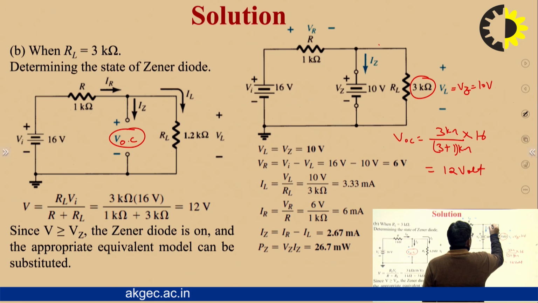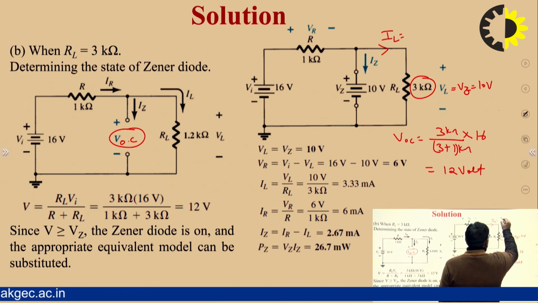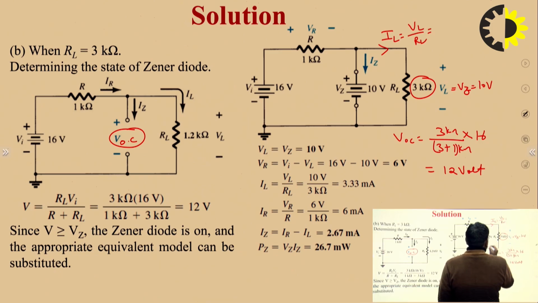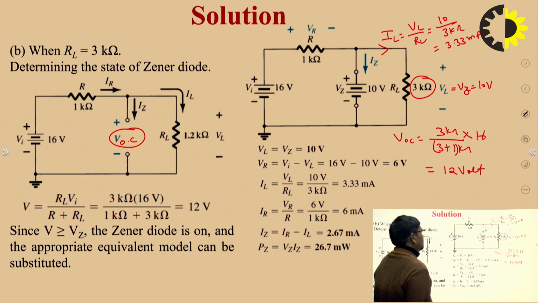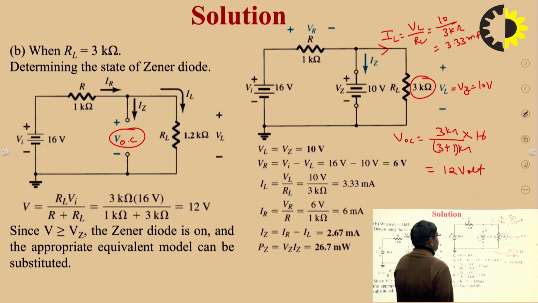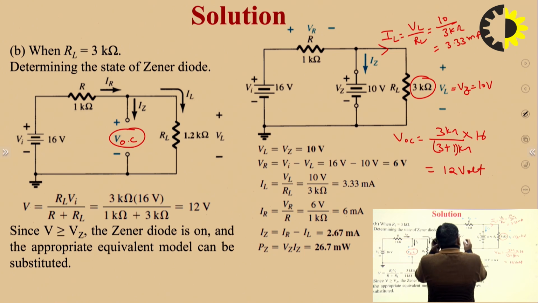So what is the current flow in that particular load? IL is equal to VL upon RL. VL is equal to VZ, that means 10 upon 3 kilo ohm. So that means 3.33 milliampere current flows in the load, which is fixed because the Zener diode works as a voltage regulator circuit. Then how much voltage appears at the VR? 16 volt is here and 10 volt is here.